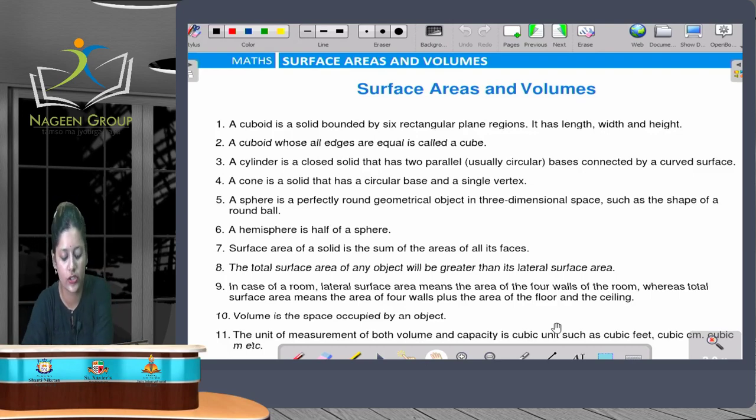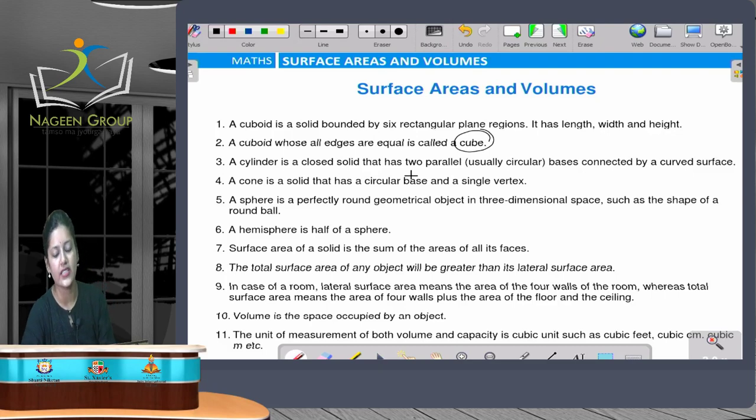Next point: a cuboid whose all edges are equal is called a cube. It means a cuboid in which all the sides, length, breadth and height, are equal. That is known as a cube.